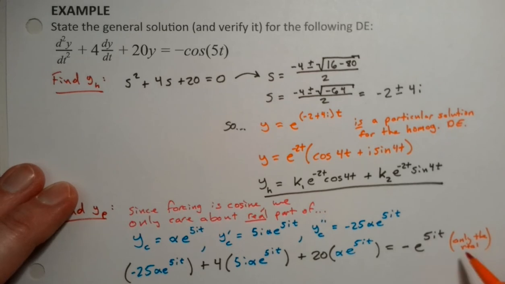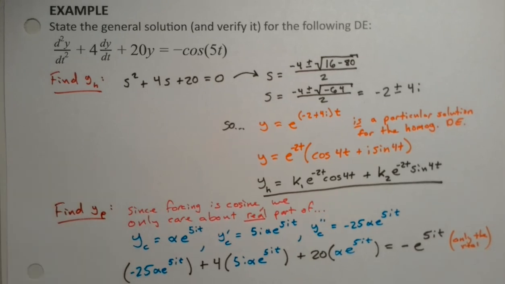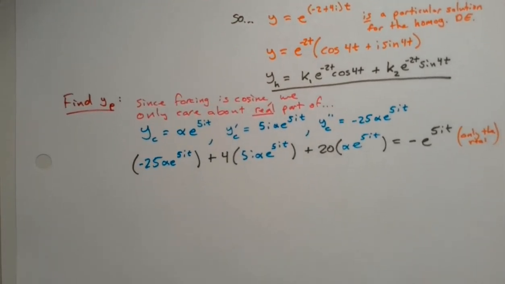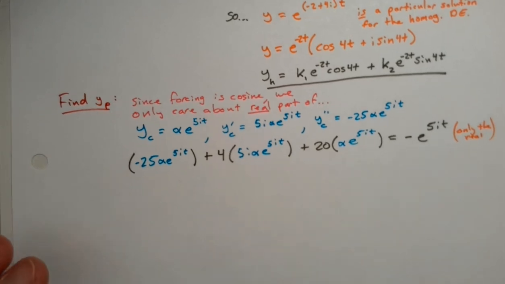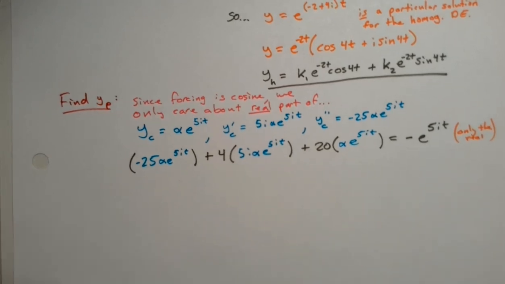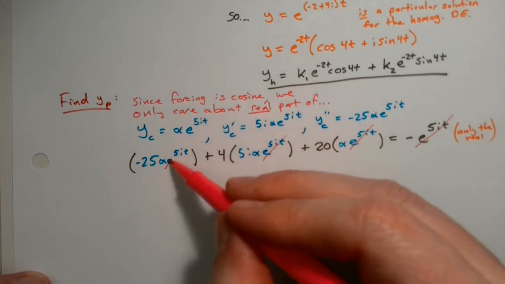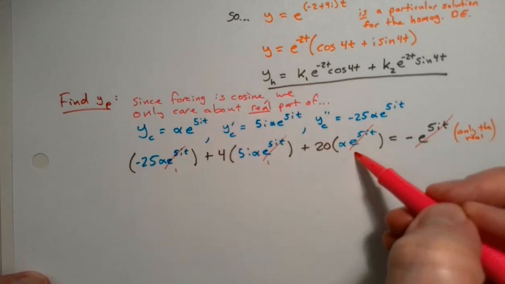And I write these notes to myself because as I go on, you can imagine you get like half a page of work, and then you somehow forget which part you are paying attention to. So it's always good to remind yourself, which part do I care about here? So if we continue the process, probably no big surprise, the e to the 5it is in every single term, and so those all become ones.